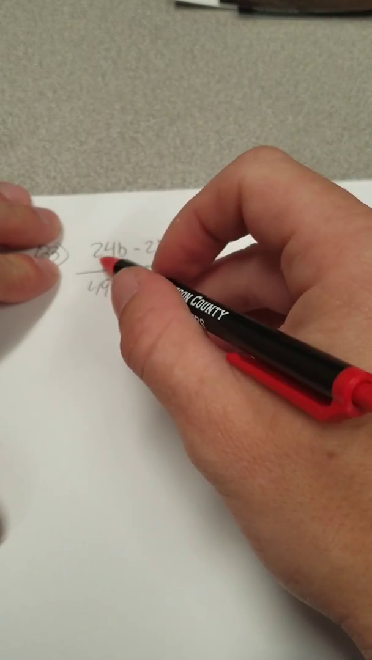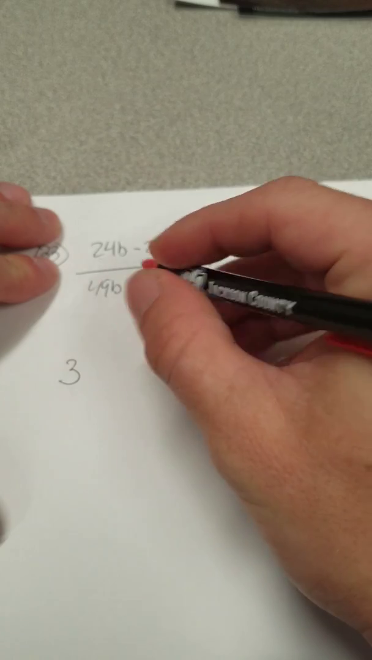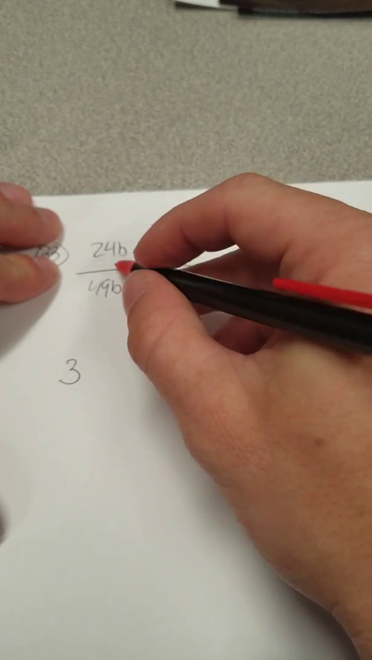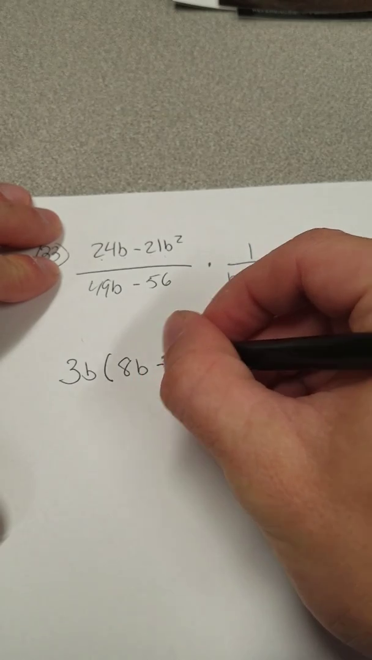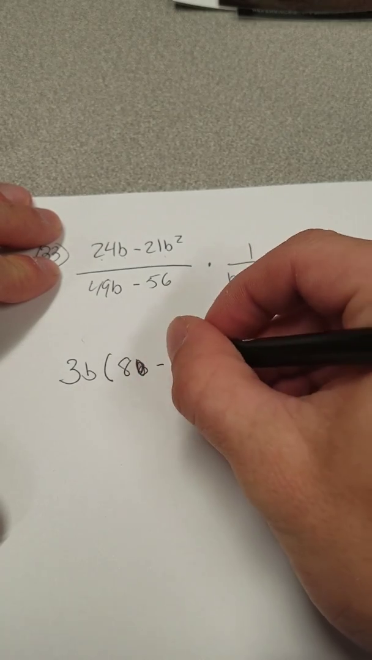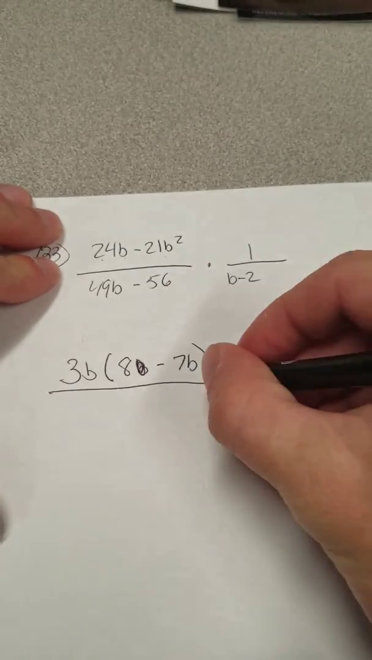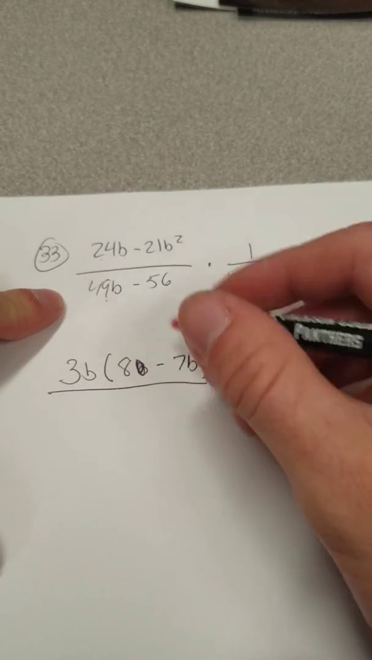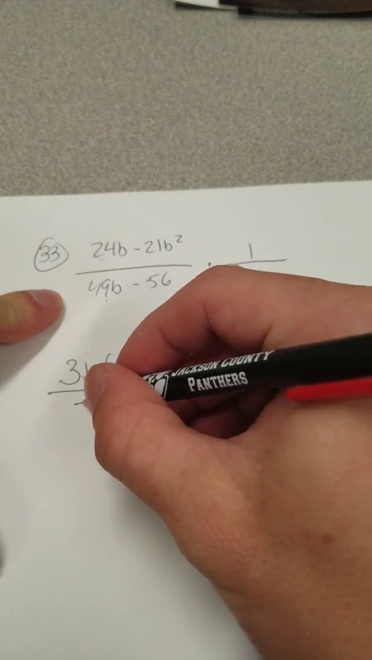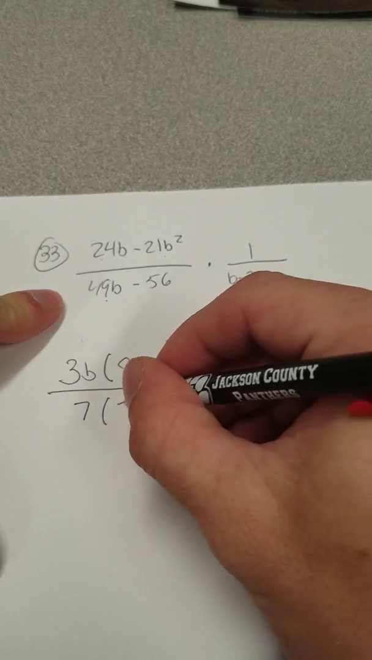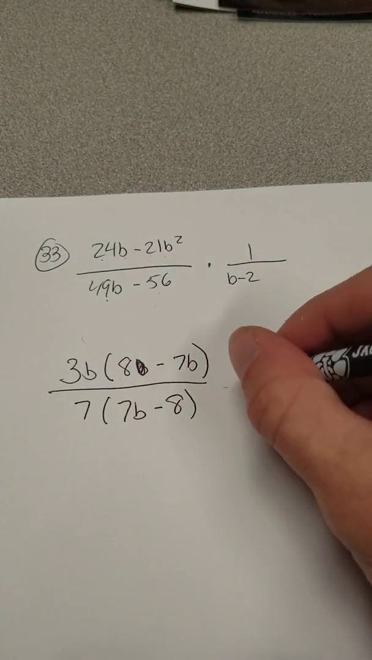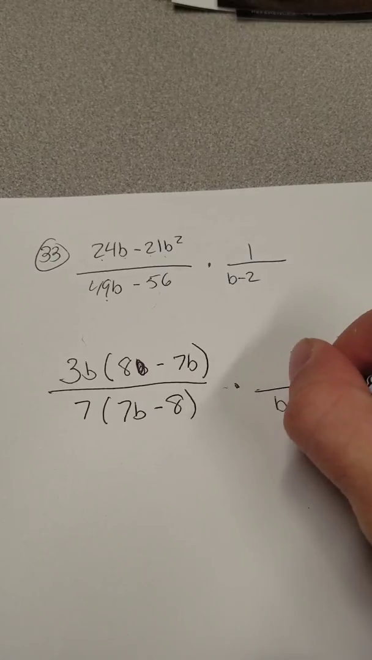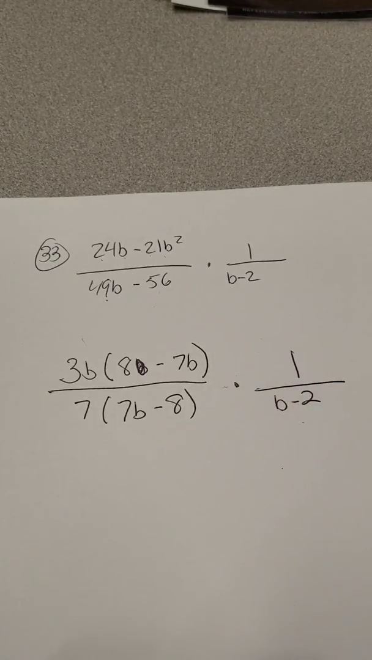So what goes into 21 and 24? That's a 3. Then what goes into b and b squared? Take the smaller, so that's just a b. So that leaves me with 8 minus 7b. Down here at the bottom, 2 terms again, factor out what they have in common. So that's a 7. So it leaves me with 7b minus 8. Now, over here on the other side, nothing really simplifies.